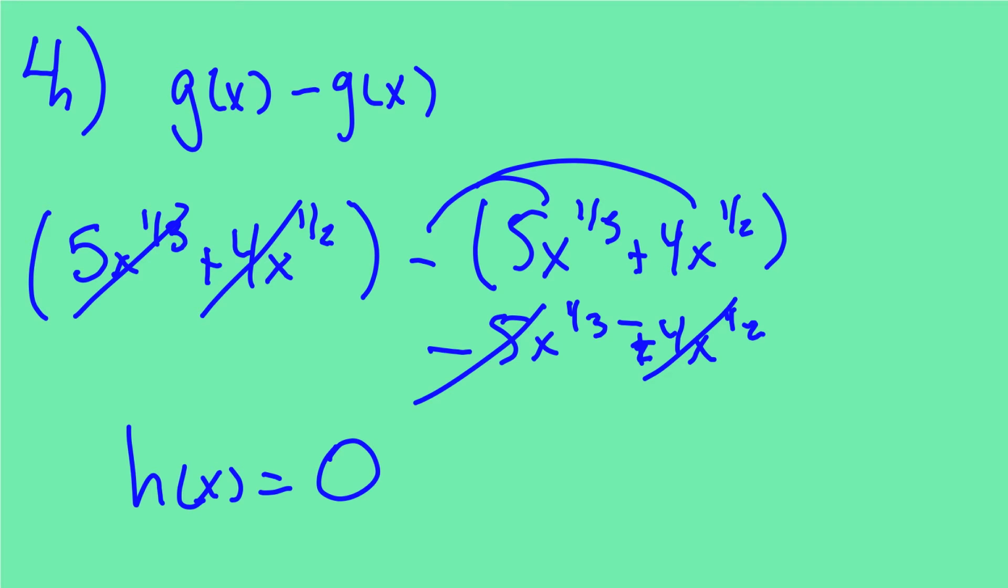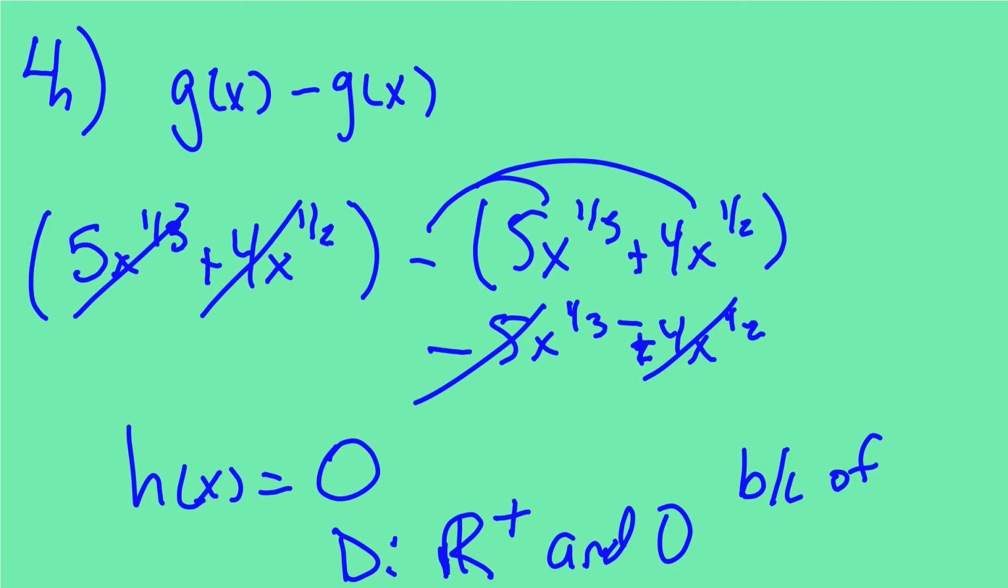Now, even though it looks like it's not breaking any rules, my domain starts off as all the reals, but because of the original functions, I say it's R plus and 0.